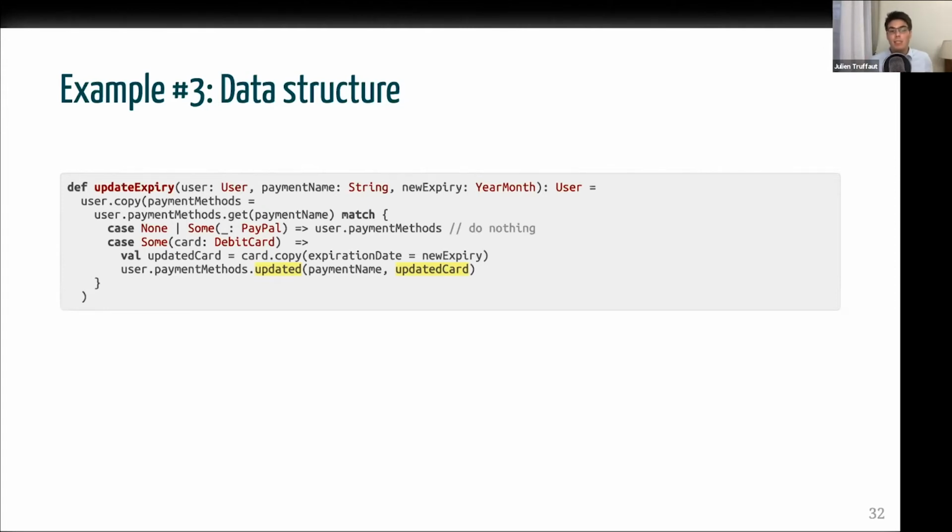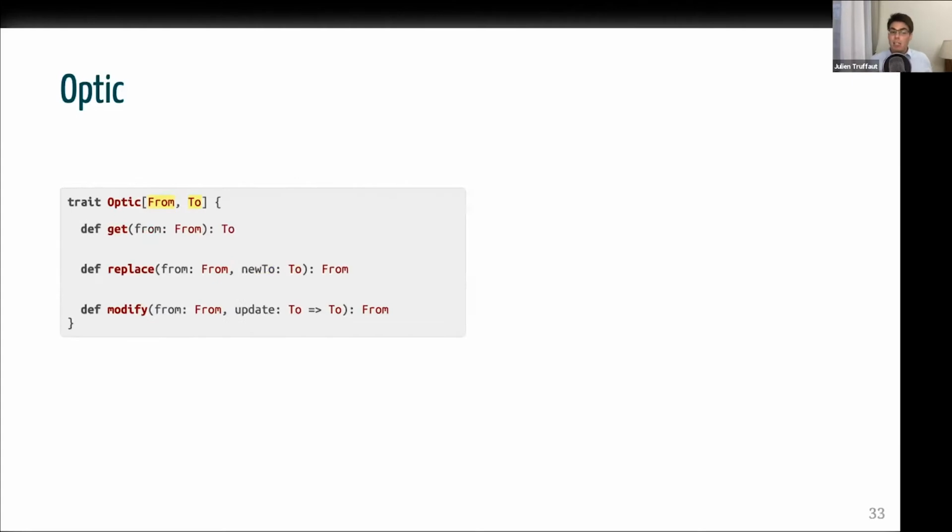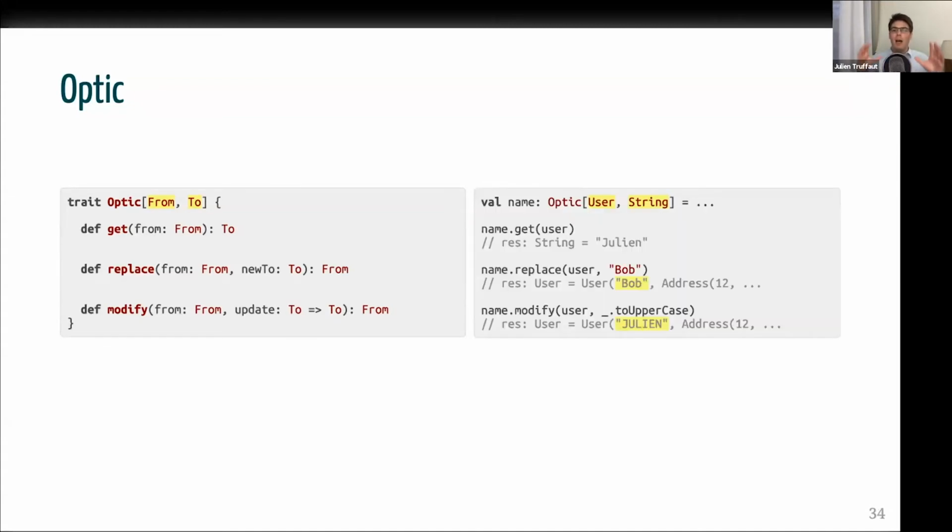So this is where optics come into the picture. Optics are trying to simplify this use case. So what's an optic? An optic is an interface, a trait, which has two type parameters, a from and a to. So from is kind of a big type, like let's say a user, and to is something within a user, so something we target. So imagine you have an optic called name that focuses into the username.